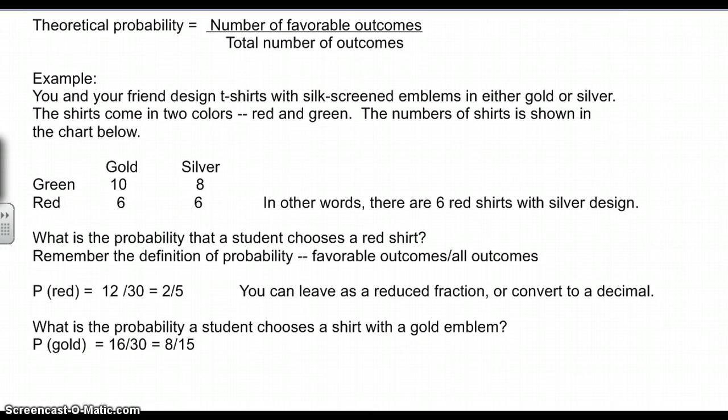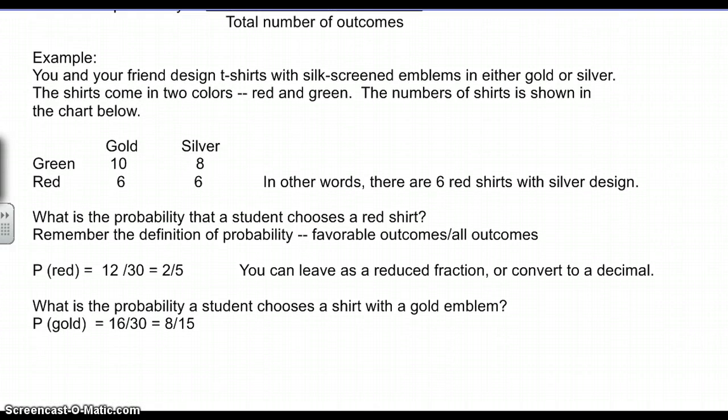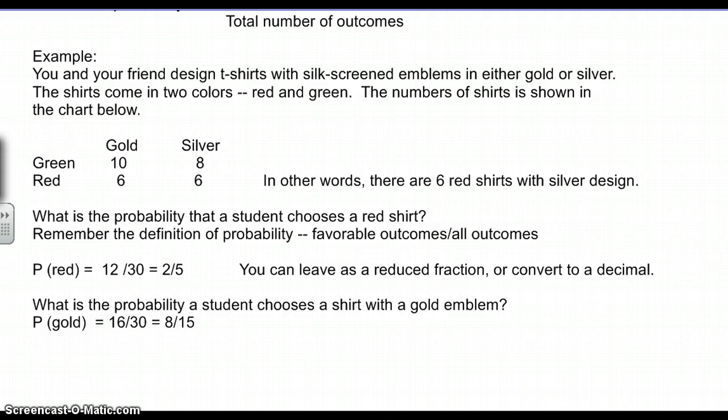Now let's look at another one using that same data. What's the probability a student chooses a shirt with a gold emblem? Well, to choose a shirt with a gold emblem, gold would be the good outcome, the desired outcome. The number of gold shirts would be 16 because you're going to look straight down the gold column. And then you're going to divide it by the total number of outcomes, or the total number of shirts. You divide it by 30, so that would be 8/15.